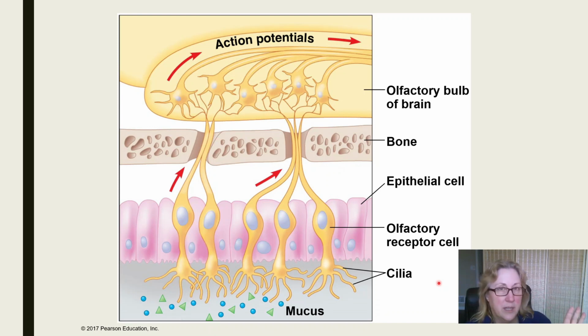So there's a mucus layer there that helps keep these cells lubricated and wet. However, too much mucus blocks them. This is an epithelial layer, and if there's inflammation, it can swell up. That's going to stop the signal from being transmitted, which is why you can temporarily lose your sense of smell if you have a cold or allergies.